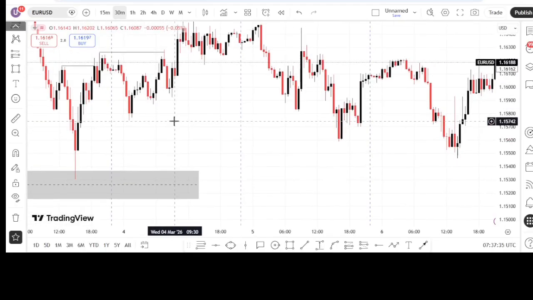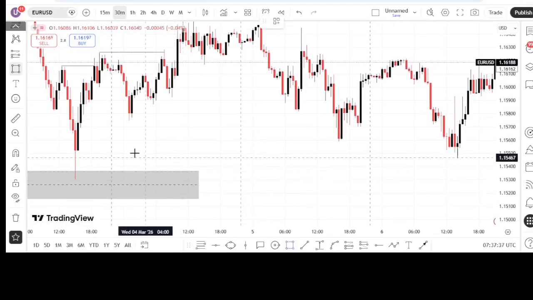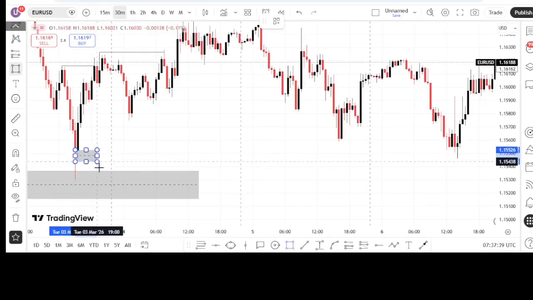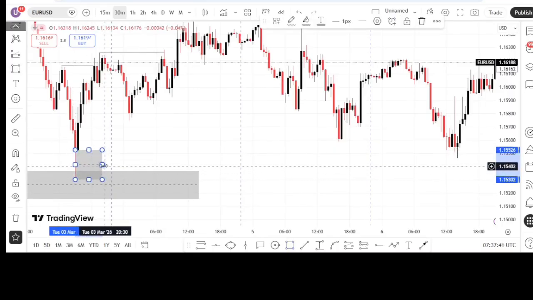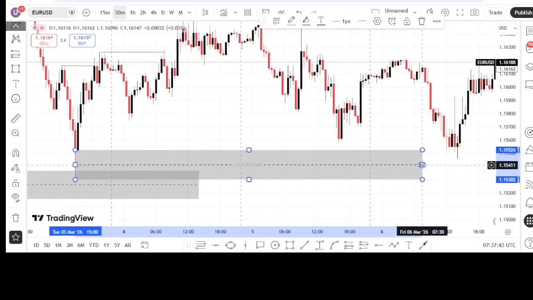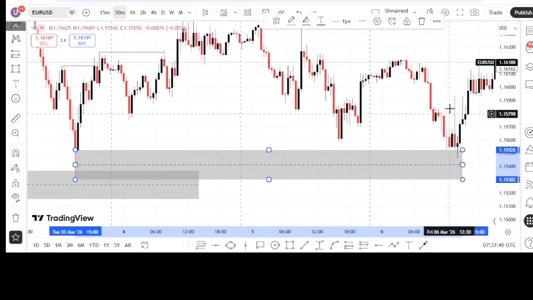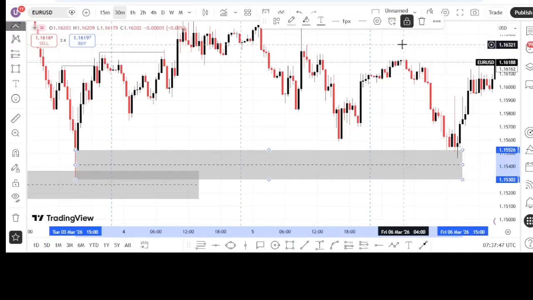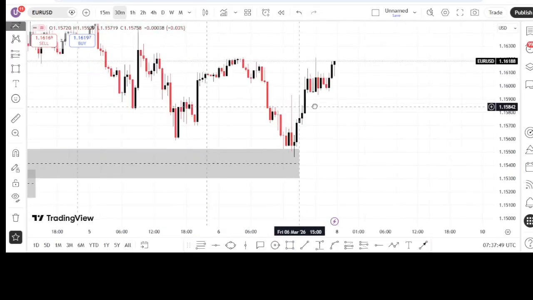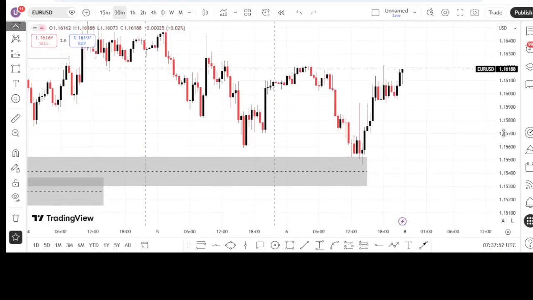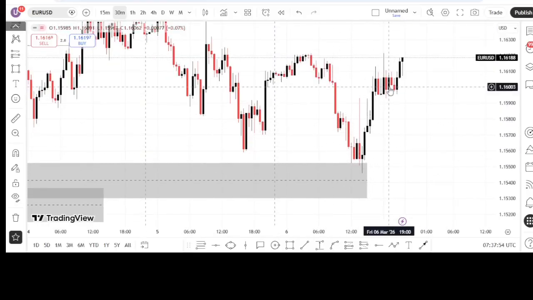And that was the reason why I marked this weak level. The reason why I marked it was on the 15 minutes time frame; this weak level is actually a full body candle. Now that price has tapped into it, the next thing is to look out for another fresh level that can help us to keep buying.